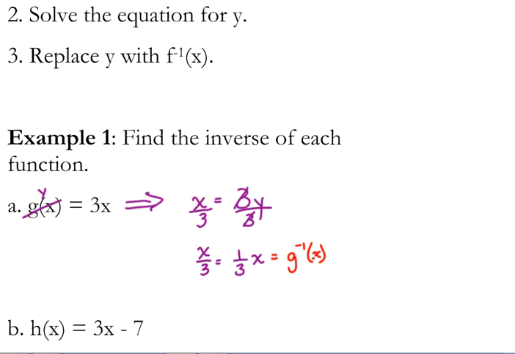Okay, g of x is a fancy way of saying y, so replace it with y. Switch x and y, so that says x is equal to 3y. Get y by itself, divide by 3. X over 3 is the same as 1/3 x. So either of those are acceptable forms for g inverse of x.